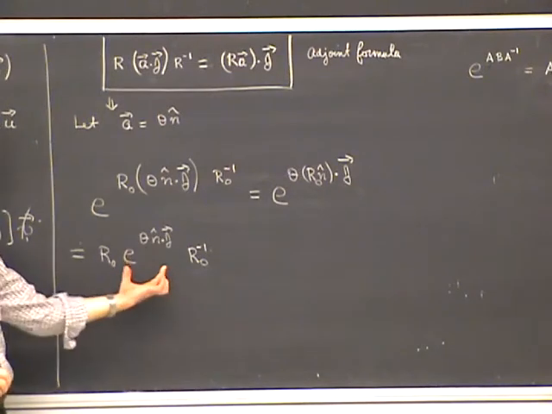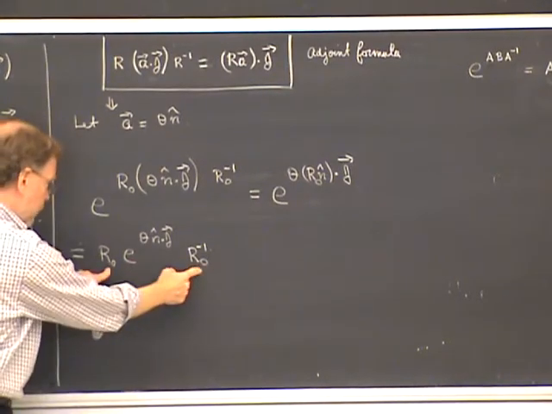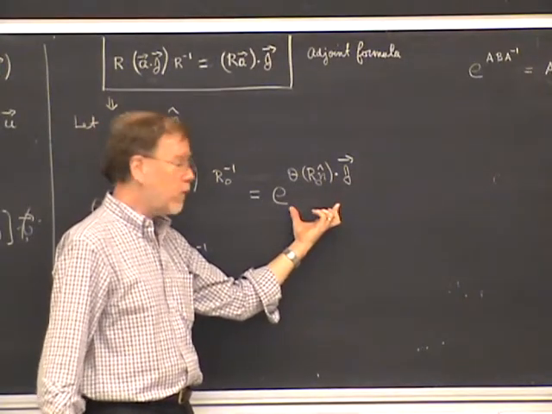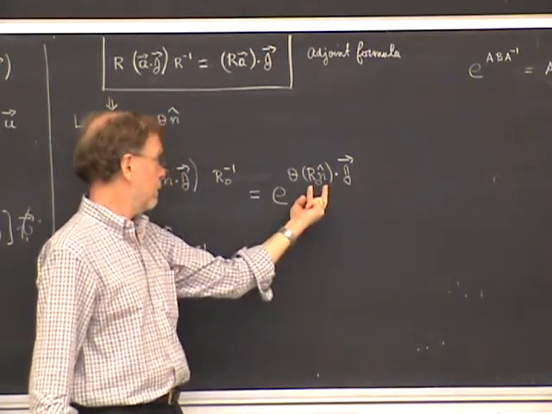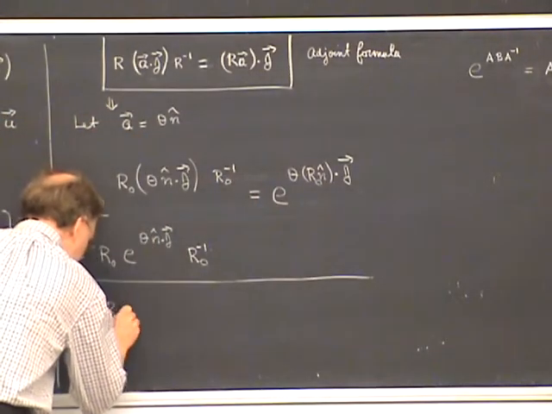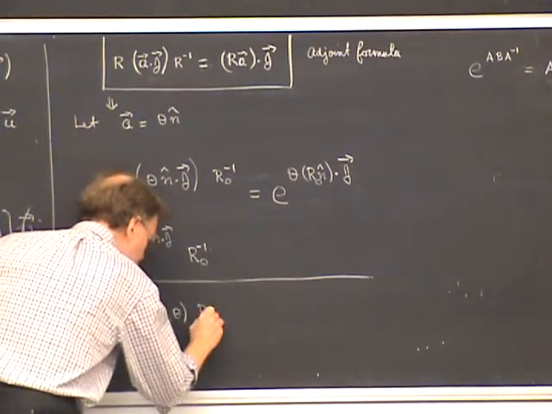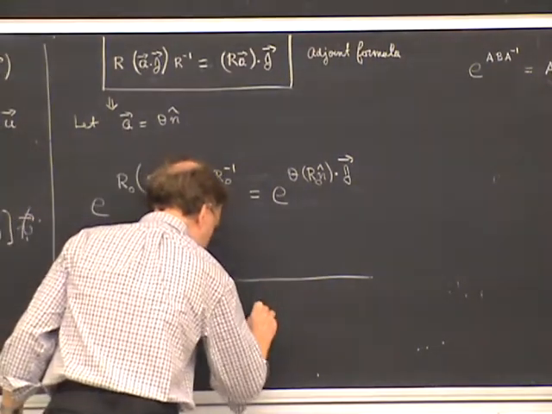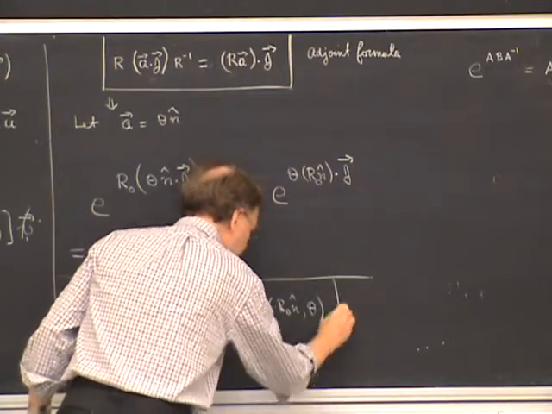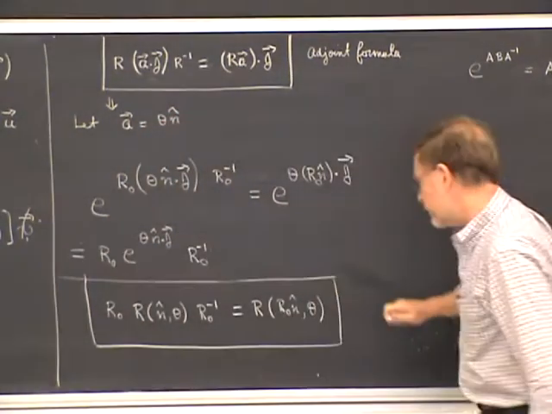So what you can see here is in the middle you've got a rotation matrix in axis angle form, and it's being conjugated by a rotation matrix R0. And the right hand side is another rotation matrix in axis angle form, except the axis has been rotated. And so to summarize this, the formula can be written this way: R0 times R of n hat comma theta times R0 inverse is equal to R of R0 n hat comma theta. Let me box that result, which is another important result.